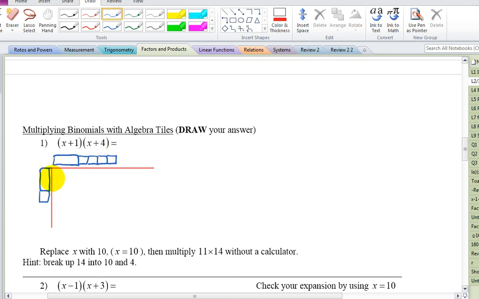Okay. Draw the inside then. Okay. So tell me what it equals after you've done your drawing. What's the product? Who's got it? Jordan?